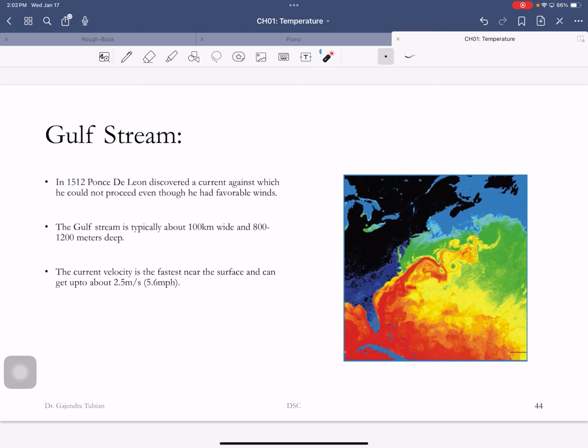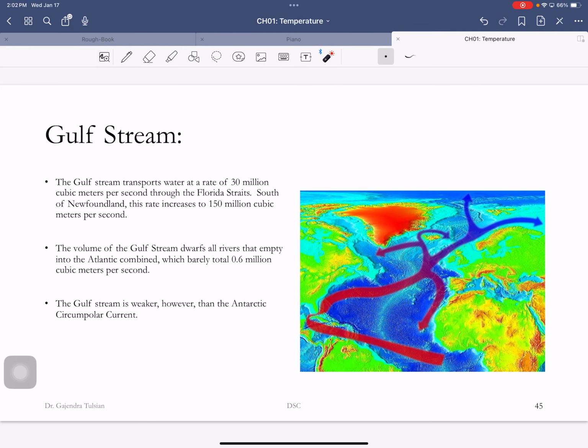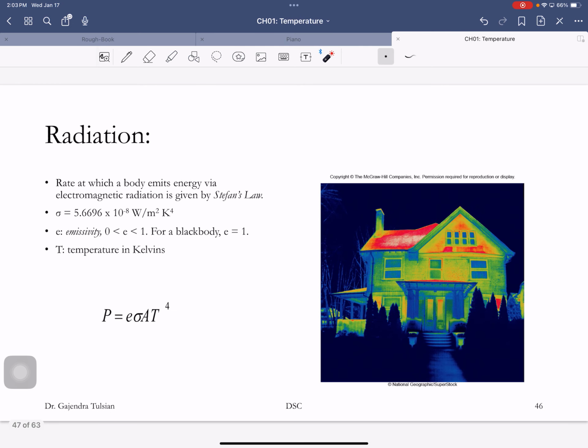Okay, so it's a river of warm water flowing, and the temperature is about 20 degrees Celsius. Okay, so there's a lot of water flowing. And you guys can read about this. So the volume of water flowing in the Gulf Stream dwarfs all rivers that empty into the Atlantic combined. The Mississippi, the Amazon, is not even close to how much water this is. The water here is 300 times the water from the Amazon and the Mississippi combined.